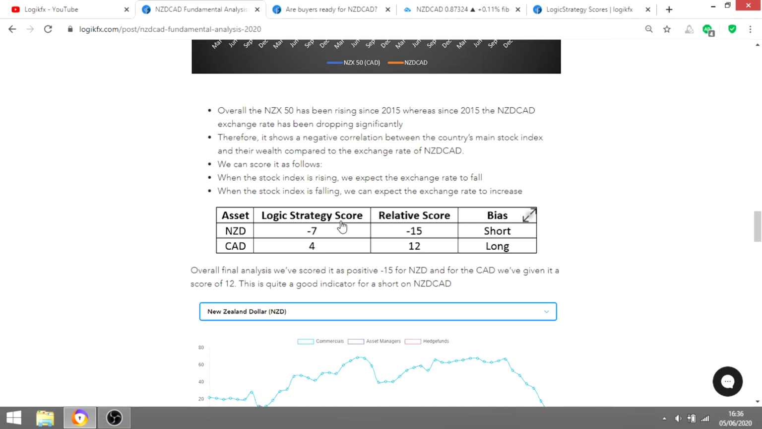So one of the initial things that I want to go over is where we start off with the analysis, how we come up with the ideas, and how we choose currency pairs to trade. And that comes up here. So NZD CAD asset here, Logic strategy score. Now this is exactly what we're doing at Logikfx on how to filter through the market quickly to identify which currency pairs we want to trade using economic data.